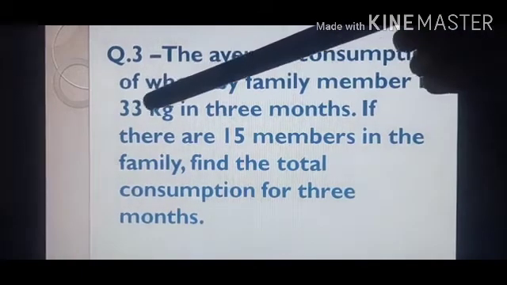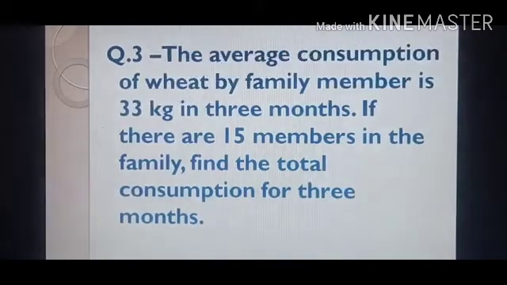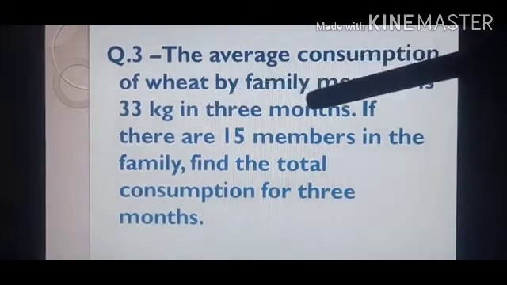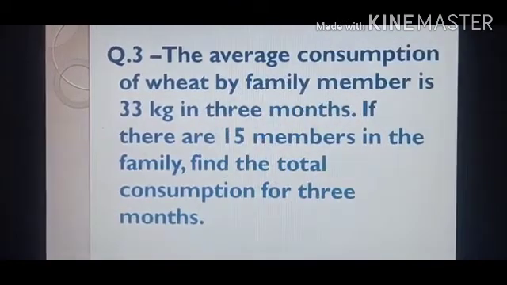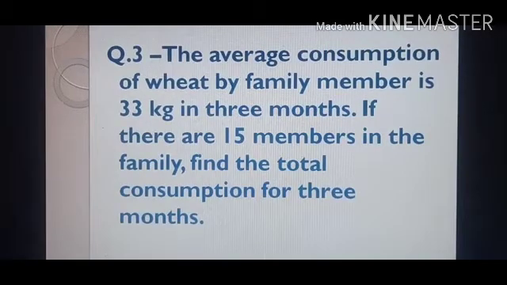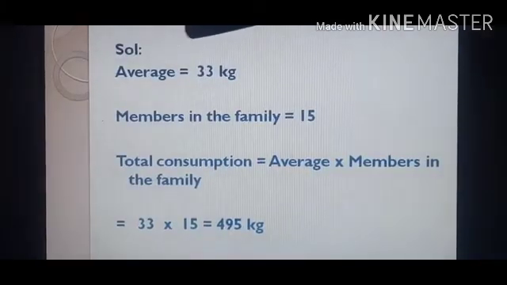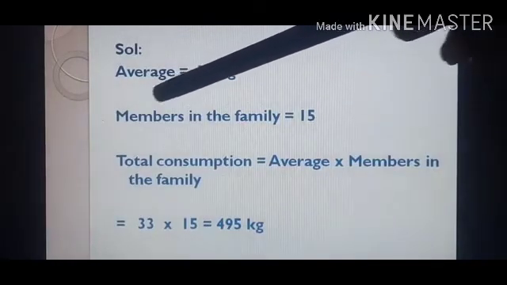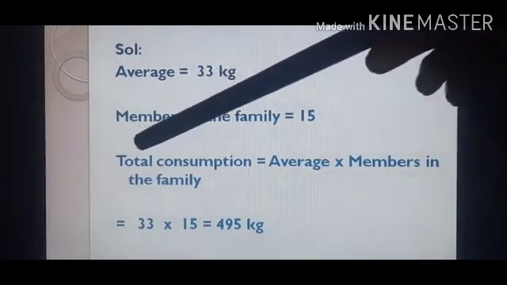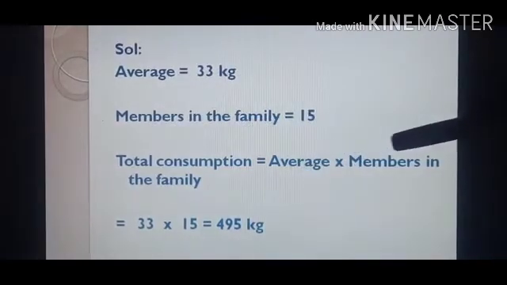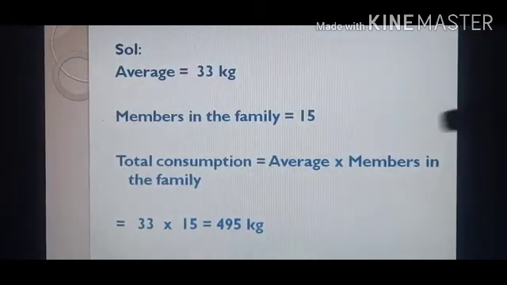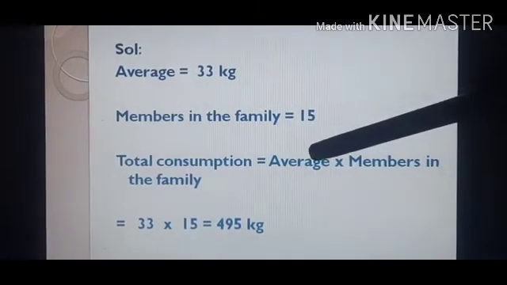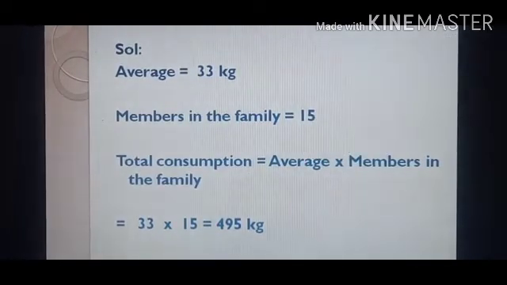So average is given to us, 33 kilogram, and total members of the family is also given, 15 members, and we have to tell the total consumption of the wheat in 3 months. Average consumption of the wheat is 33 kilogram. Members in the family 15. So total consumption is equal to average multiplied by the members in the family. Understood? This is the formula which we have derived from the formula of average, as I explained to you.